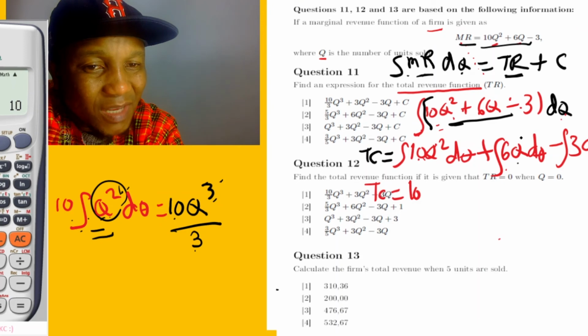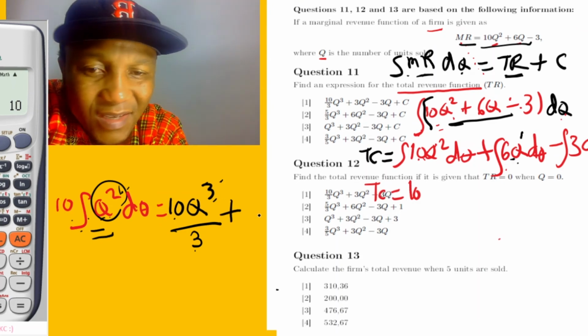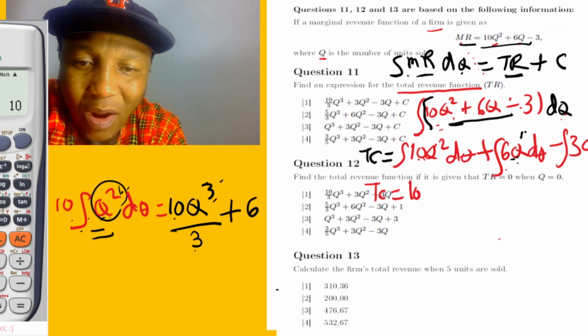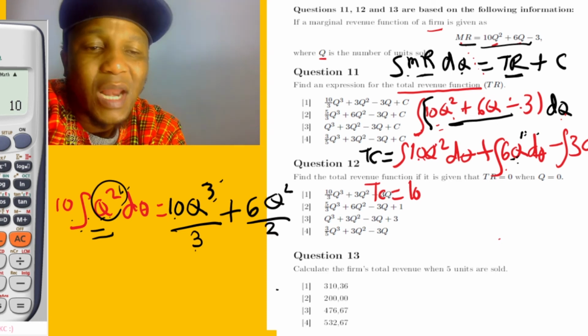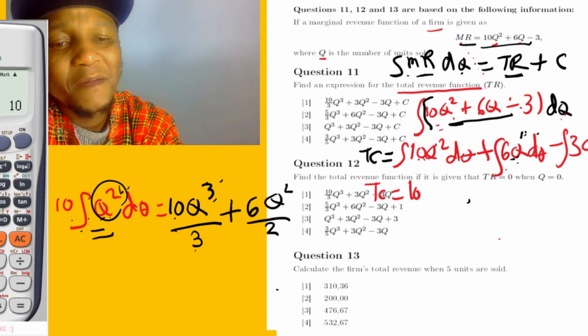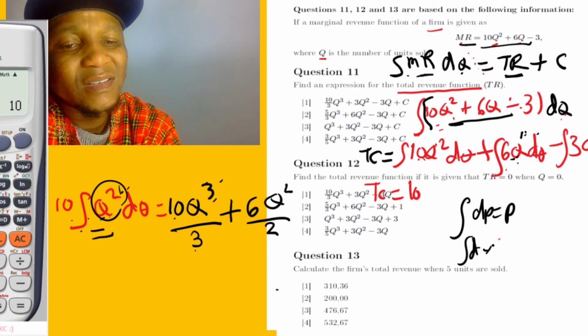So we come here, we play the same game. There's a 1 there. Oh yes, so we're going to say plus 6, it's just 6. So this is q power 1. We take that q power 1, 1 plus 1 equals 2. So q squared over 2, take this number to the bottom. Now we go for the last one. Look, if somebody gives you integral of dp, it's going to give you p. Integral of dx is going to give you x.